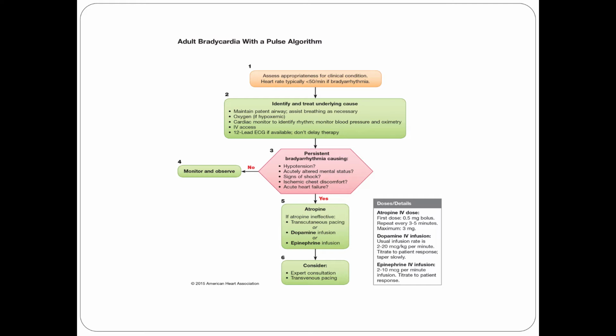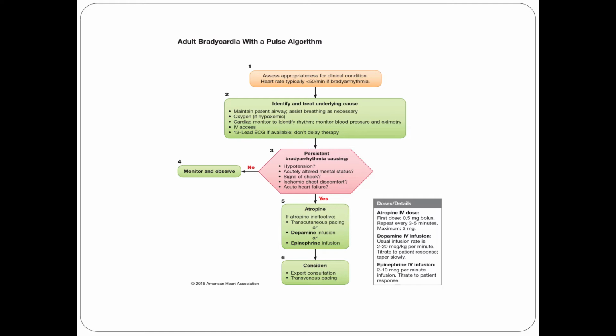Maybe he's having an MI, and inferior MI is frequently associated with bradycardia. Maybe we need to be treating that. If we have a persistent bradycardia, we start looking at some other causes. Is it hypotension? Does he have altered mental status, signs of shock, and so forth? Does he have any type of ischemic problems or acute heart failure from that?